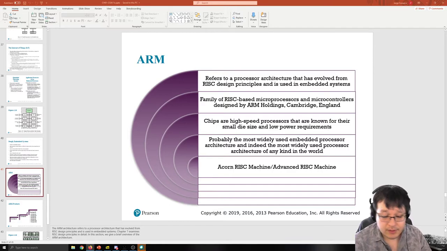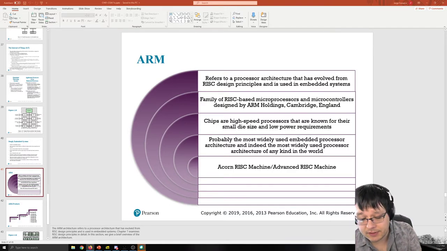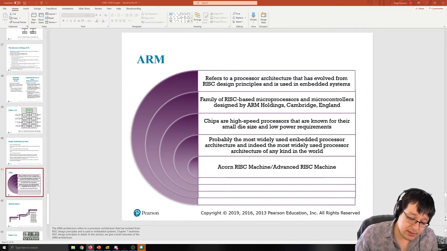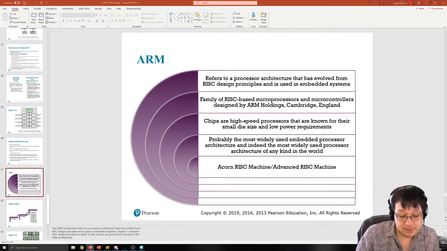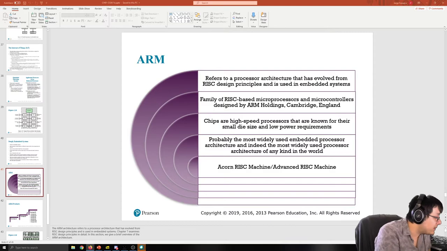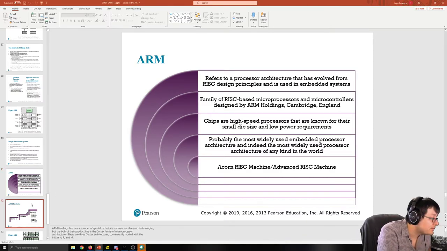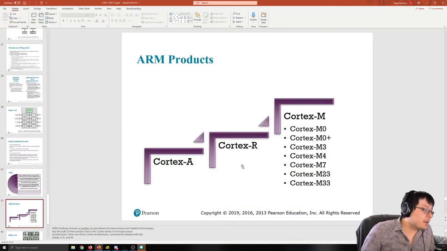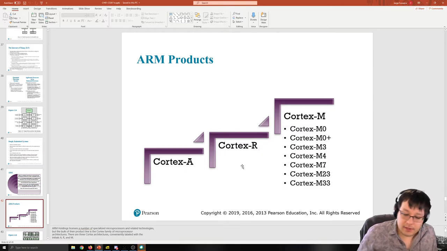Anyways, in the rest of the section on ARM, they talk about the main categories of ARM processors. Surprise, surprise, they interestingly picked that name. Essentially there are three categories, the most popular being the M.